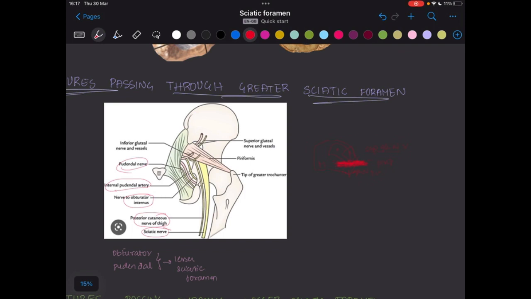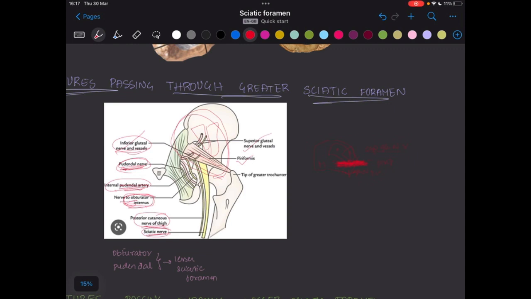First imagine the muscles of it, right? Here you have the medius and the minimus, so the superior gluteal nerve and vessels. And after that you have the piriformis. This is the second one, and below the piriformis you have the inferior gluteal nerve and vessels which are supplying the gluteus maximus. After that you have the pudendal nerve and internal pudendal artery. And then you have the obturator internus. You also have the posterior cutaneous nerve of thigh and the sciatic nerve.